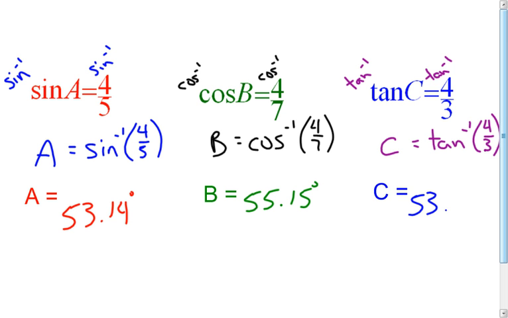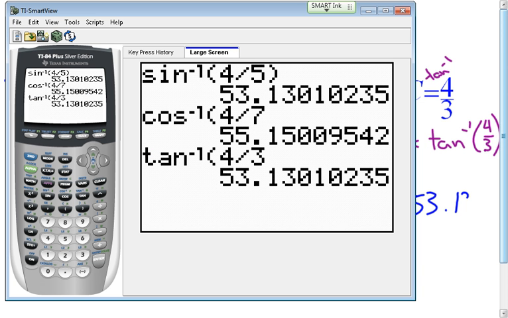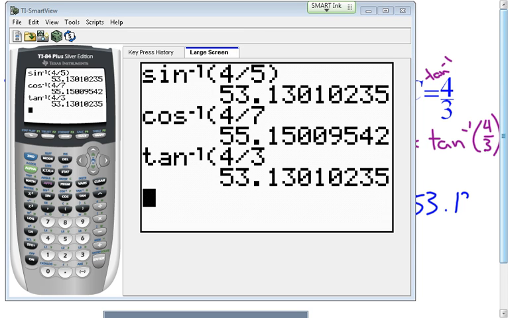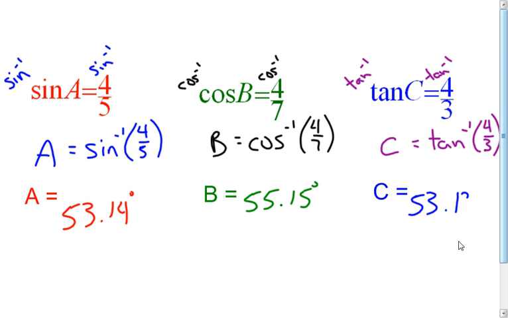So angle C is a 53.13, or was it 14? Let me double check that. 13, which I had an error on my last one. I should fix this. This one here should have been a 3 also. And this is a 3. Got it. There we go.